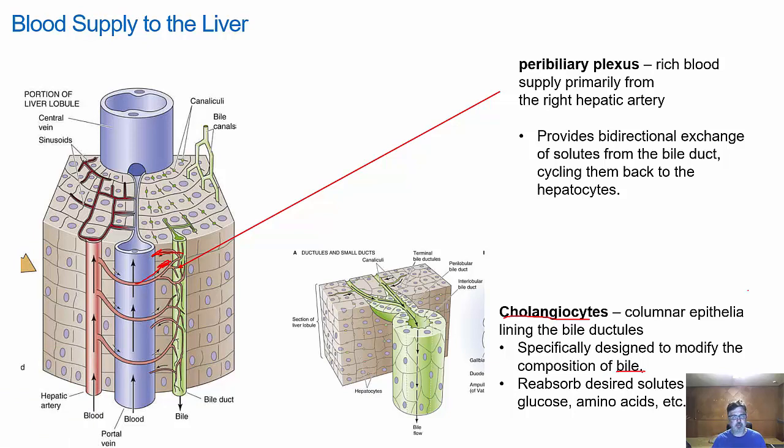Right? So as the bile is being produced from the hepatocytes, it's going to be secreted through these little tiny bile canaliculi, eventually into these terminal bile ducts, and then into this perilobular bile duct, and then into the interlobular bile duct. As it goes through, then these cholangiocytes can reabsorb different solutes, glucose, amino acids, and things like that.